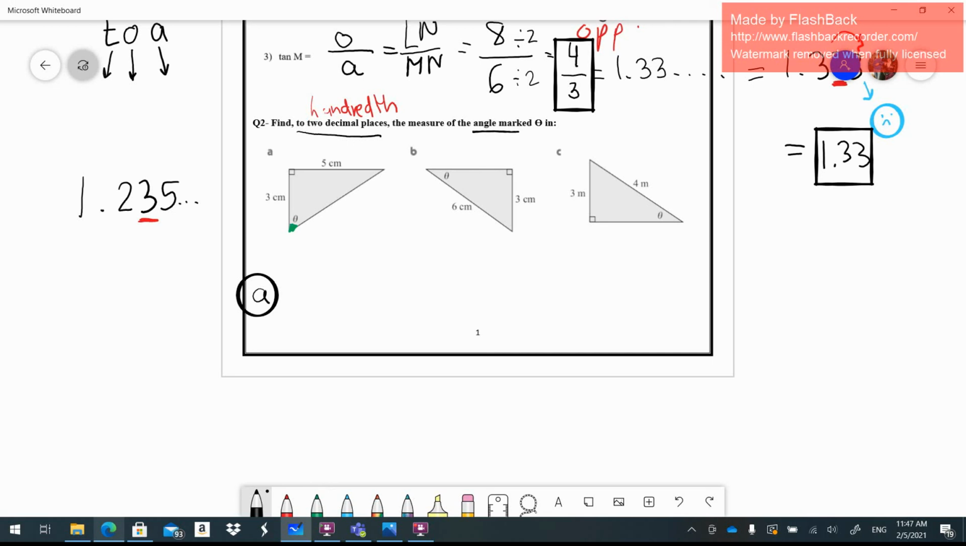Okay, what is this side relative to angle theta? This one. This is the opposite side. Look, it is opposite to the angle. Therefore, it's 5 centimeters.